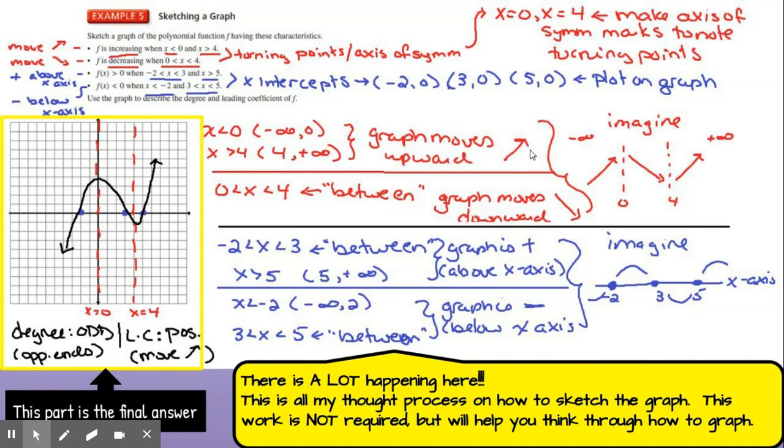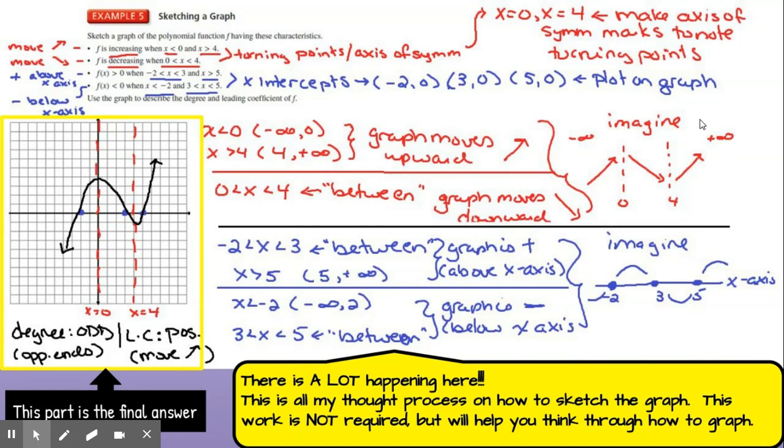That's where the graph is moving upwards. They told me that's where it's increasing. It is decreasing from 0 less than x less than 4. All that means is between. X is between those numbers. And I can see it written here. X is between 0 and 4. That's when the graph is moving downwards.